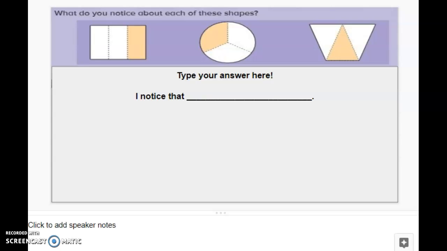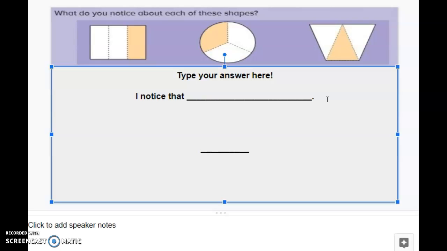Well, we notice that there is one piece of the whole shaded in all of these. There's only one piece of this whole that is shaded. Okay, so what does that mean? Well, if our whole has 3 parts, our whole has 3 parts. Let me see if I can type in here.